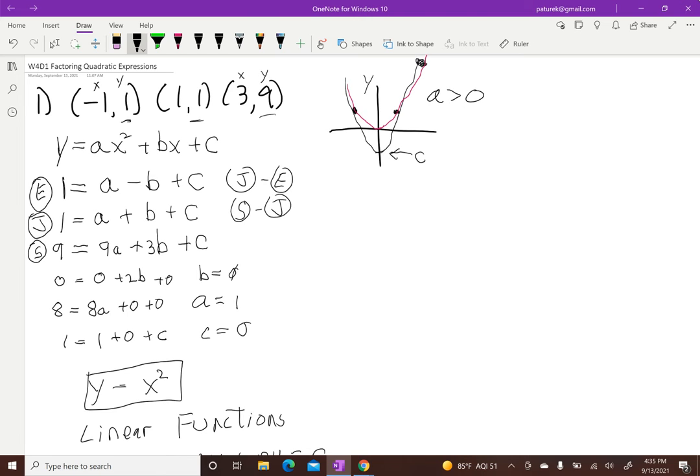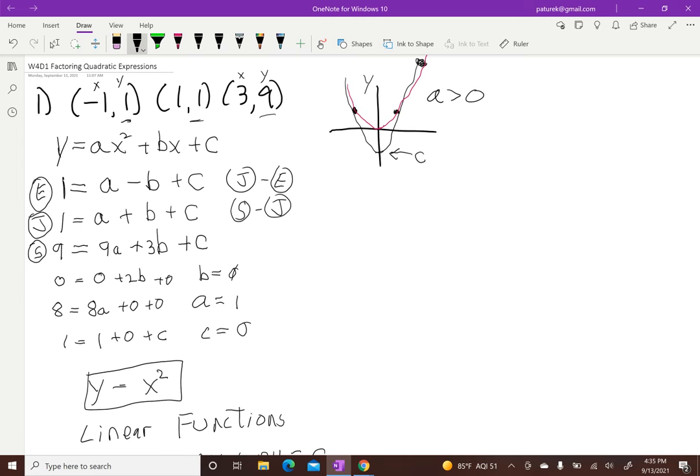A student suggested that we eliminate c. You can eliminate c by subtracting any 2 equations from each other. So we did the second equation minus the first equation, and right away that gave us 0 is equal to 0 plus 2 times b plus 0. So immediately we could figure out that b is equal to 0.